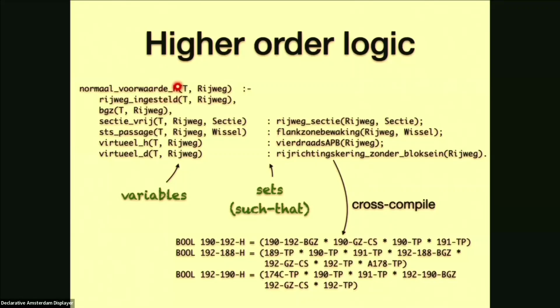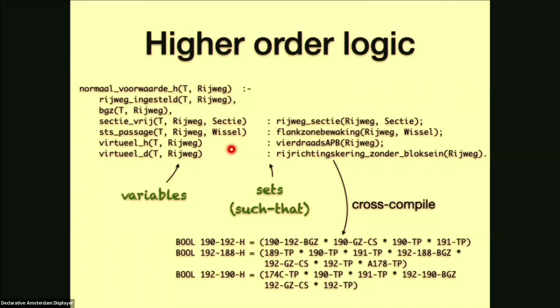And it has two parameters which are variables, and you can tell that they are variables because they start with a capital. It's as simple as that. That's just a rule in the language. So T is just time. Everything is explicitly set in time. And the second is rijweg, which is Dutch for a route. So when is this condition for this route at a certain time, when is it true?